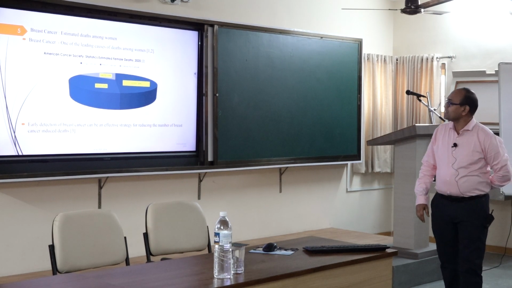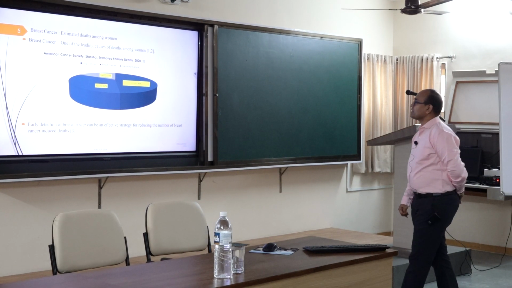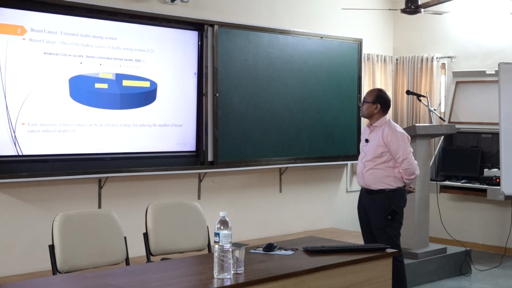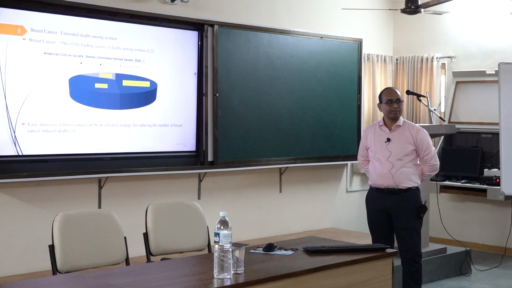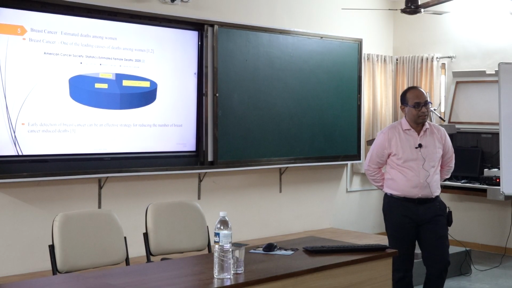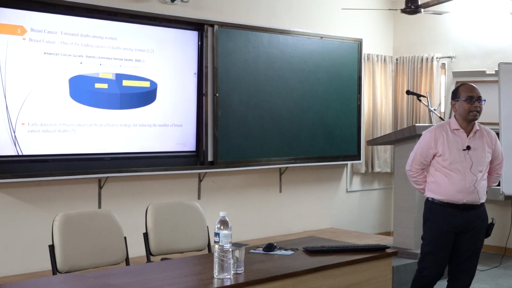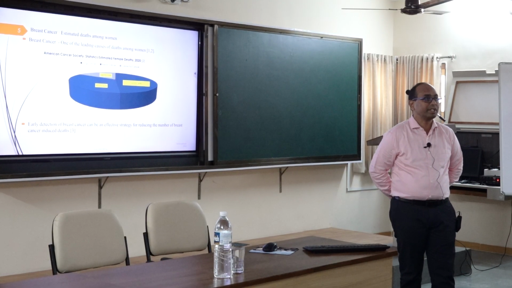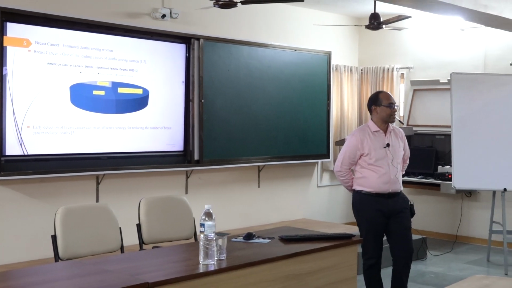Among them, if you see the details, 19% is colorectal cancer, 32% is breast cancer, and 49% is lung cancer. So the maximum number of people are suffering with lung cancer. Breast cancer comes in the second level. Among women, breast cancer is the second leading cause of death.